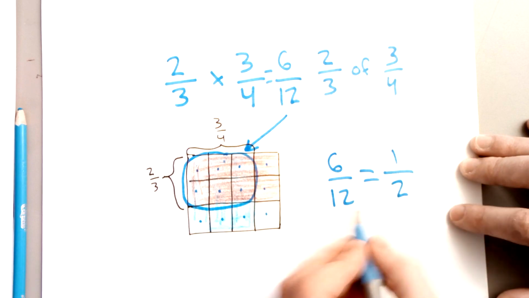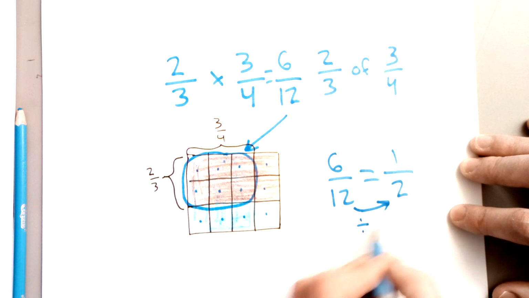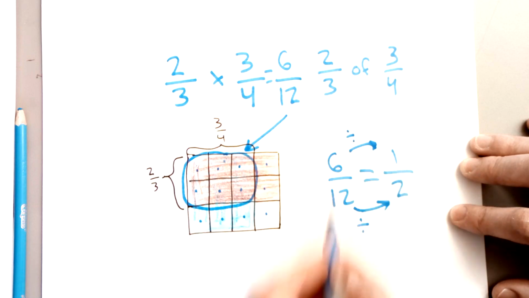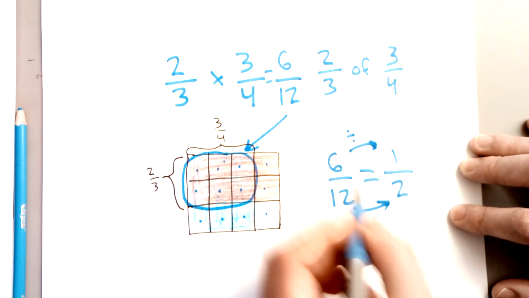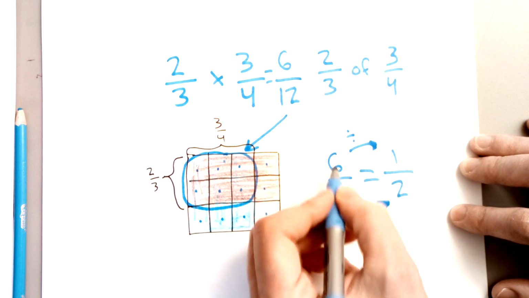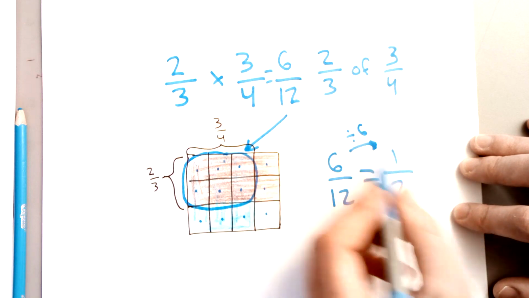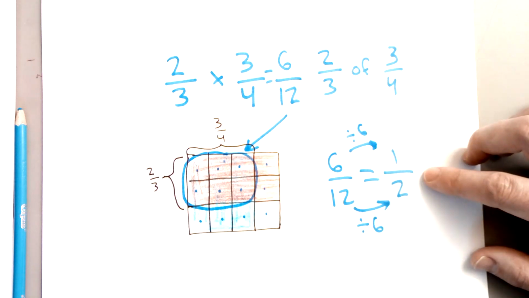I know that because I can divide both of these numbers by the same amount. 6 is a factor of both 6 and 12. So if I divide the denominator by 6 and the numerator by 6, I know I'm going to get an equivalent fraction. 6 divided by 6 is 1, and 12 divided by 6 is 2. So 6/12 is equivalent to 1/2.